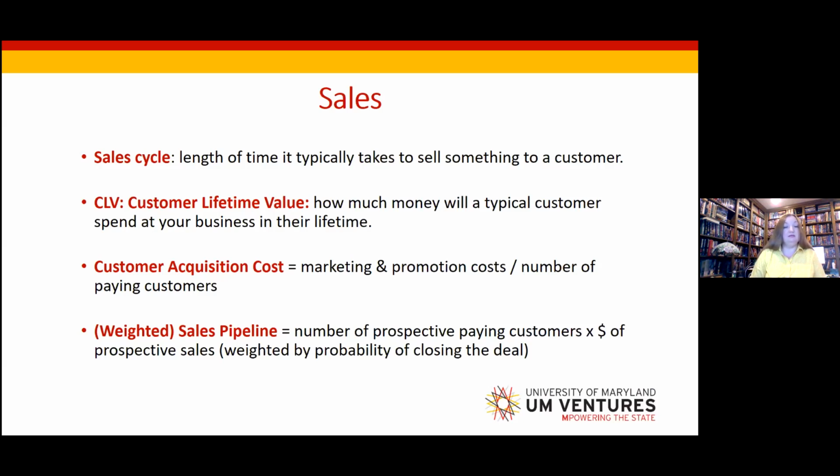Sales pipeline is the number of prospective paying customers times the dollar amount of prospective sales. This is where understanding the sales cycle is really important: how long would it take you to close those sales? And you can also weight the sales pipeline. Weighted sales pipeline means weighted by the probability of closing the deal.